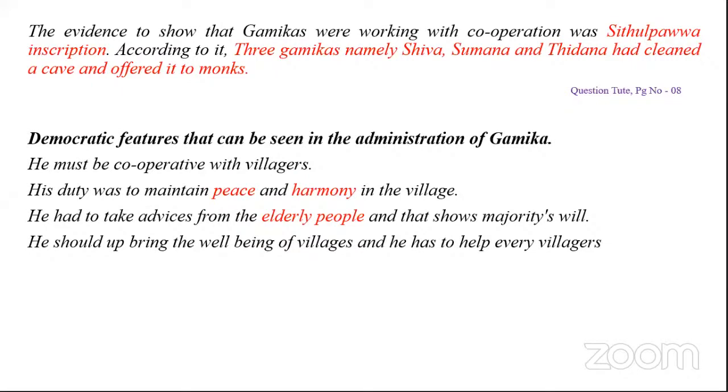Now then, democratic features that can be seen in the administration of Gamika. This question had been given once. That's why I gave you this one. The democratic features in the village administration. He must be cooperative with villagers. So cooperation is a feature of democracy. His duty was to maintain peace and harmony in the village. He had to take advice from the elderly people, and that shows the majority's will. So that means he is not only taking the decisions, he had to ask a council. Then he should uphold the well-being of the villagers. All these are characteristics of democracy. So there are democratic features you can see in the administration of the Gamika, the village administration.